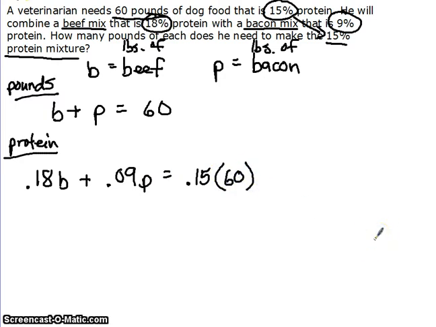Okay, now you need to choose whatever method you want. If you want to graph it, great. Get P or B by itself, graph it, and figure out where it intersects. Probably not a great idea on this one because we have those decimals, and that's going to make graphing tough. Okay, elimination. They're right on top of each other. We just need to multiply this equation by like a negative 0.18 or a negative 0.09. Okay, or substitution. This top equation is super easy. To get P by itself, we just need to subtract B.